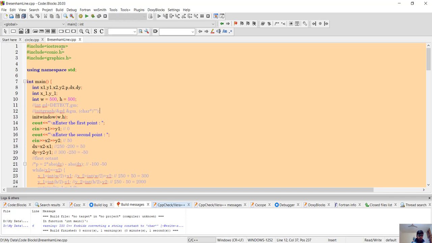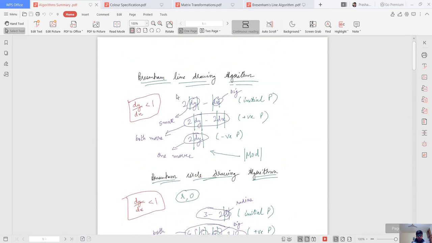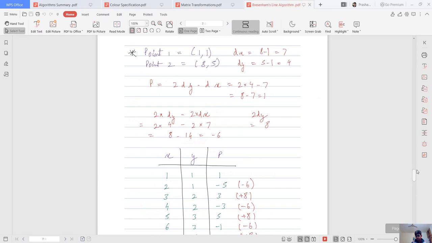Okay, now let's go to the Bresenham line algorithm. In the Bresenham line algorithm, let me show you this first. So this is our Bresenham line algorithm: 2dy minus dx is the initial p, 2dy minus 2dx for positive p, and 2dy for negative p. Actually this is the formula of the Bresenham. There is a derivation for it, which let me show you first.